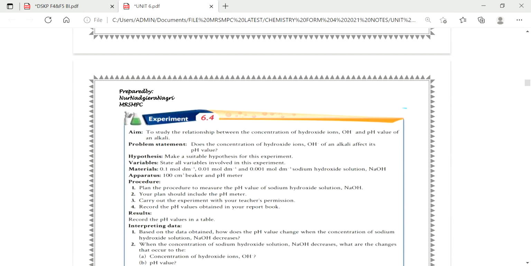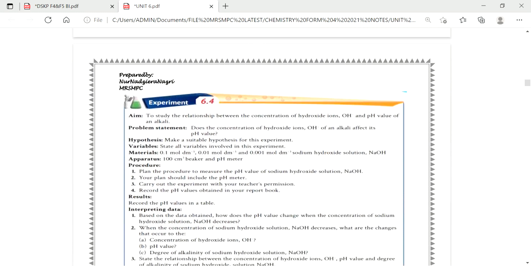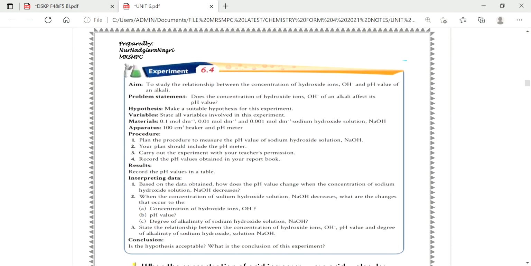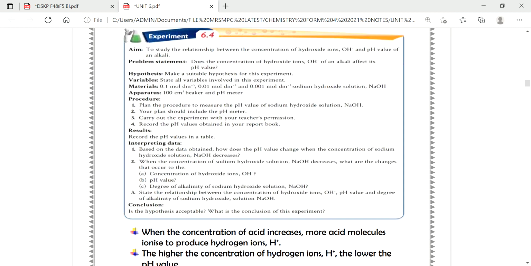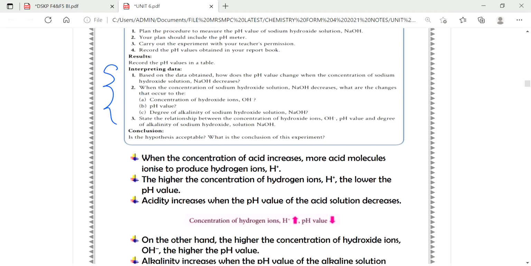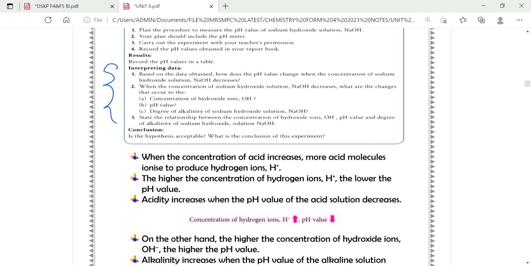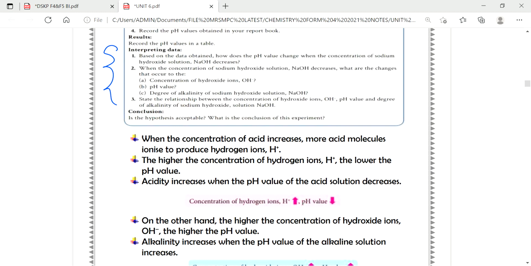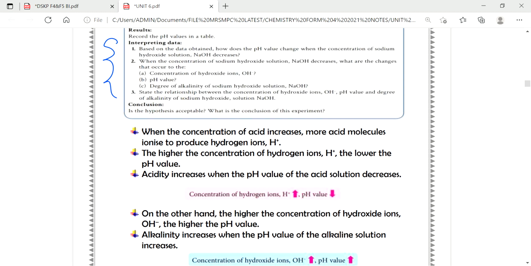Alright, so seterusnya kalau untuk concentrations of hydroxide ions, mestilah kita kena tukar solutions kita kepada alkaline solution pula. Tadi pakai acid, sekarang pakai alkaline juga. Okay. So, yang ini kita tak ada data sebab kita tak buat lagi eksperimen tu. Tapi apa-apa pun yang kita kena capai adalah the higher the concentrations of hydroxide ions, the higher the pH value. Kena ingat macam tu. Alright, so tengok sini.